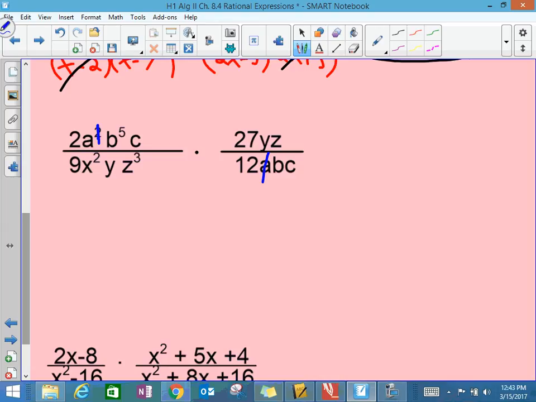Sophia, what else? The B's, how do they simplify? Right, so with this B, we can subtract, 5 minus 1 gives us 4, or you can think about it as one of these cancels with one of those, and we end up with 4 B's. Julie? Right, the Y's both cancel, because 1 minus 1 is 0. Okay, we're loving this. Z's, how do they simplify? C. Oh, C. So we have just what? They go away, okay?